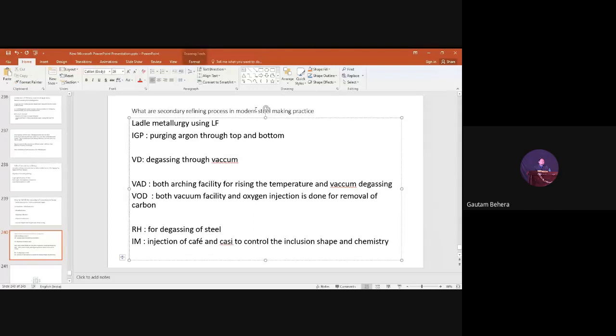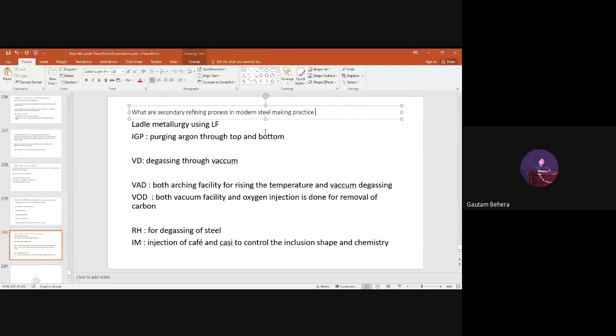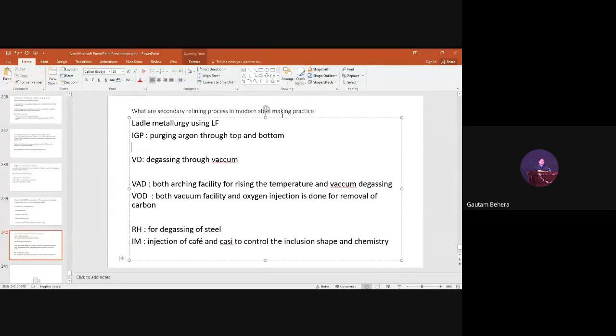Then, what are the secondary refining processes in modern steel making practice? I think I have noted all the secondary refining processes in modern steel making practice. One is the LF, ladle metallurgy. As I told, LRF, ladle refining furnace. We can do a lot of things in the ladle, so that is called ladle metallurgy, basically. We can add alloying elements to meet the chemistry. We can remove inclusions also in the ladles. Many things can be done.